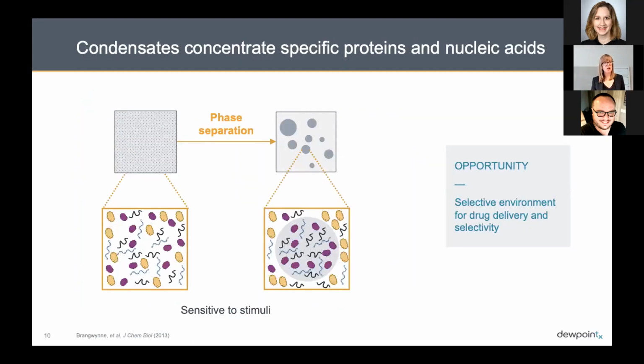Another property of condensates is that they are able to concentrate specific proteins and nucleic acids. As we can see, upon phase separation, this condensate forms in which these purple biomolecules are enriched, whereas the yellow biomolecules, for example, are depleted. So this selective environment that condensates offer can be exploited for drug delivery and also selectivity.